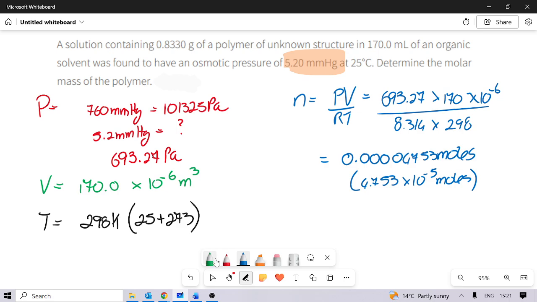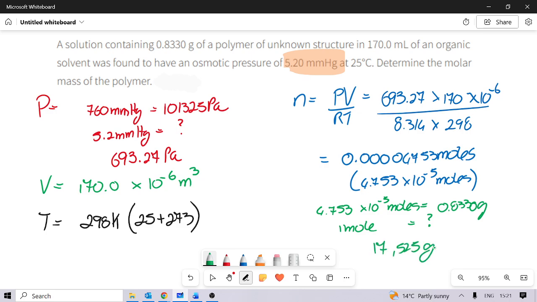I love standard form. And the last part would be to find the RMM, where it's going to be 4.753 times 10 to the minus 5 mole is equal to 0.8330 grams. 1 mole equals how much? And this becomes 17525 grams per mole. So our final answer for today is 17,525 grams per mole, which is very common standard for polymers.